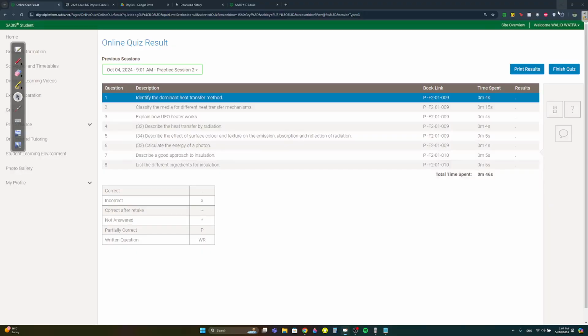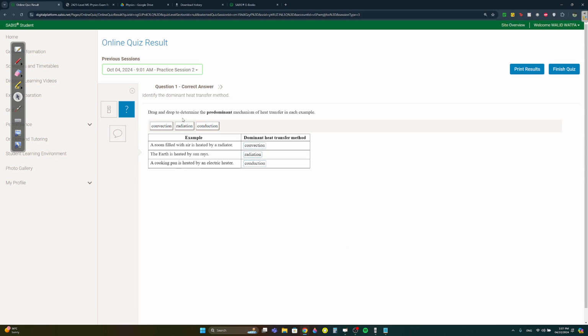Okay, let's go to the quiz. You have a room filled with air and heated with a radiator. Many people will put radiation. Why is this wrong? Well, they're telling you radiator, but a radiator is a heater. It doesn't mean it releases radiation. When heating the air, the less dense, hot air goes up, and the colder, denser air flows down. That's what we call convection: convection currents due to changes in density.